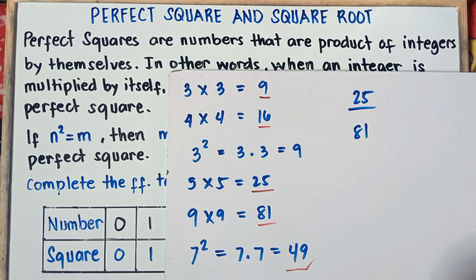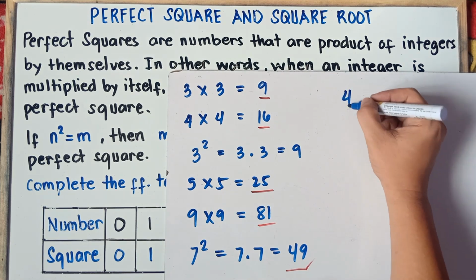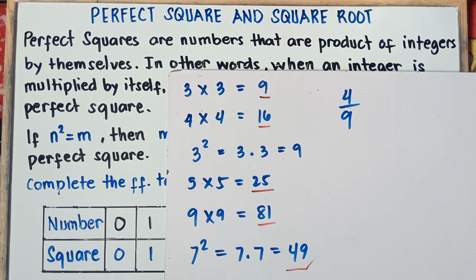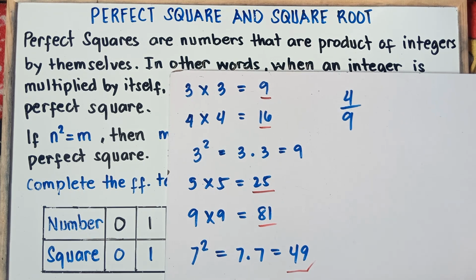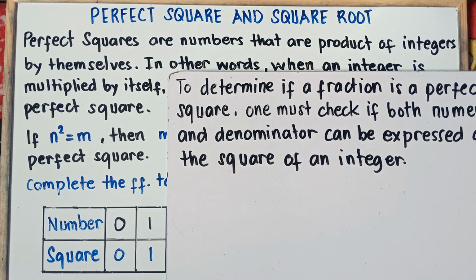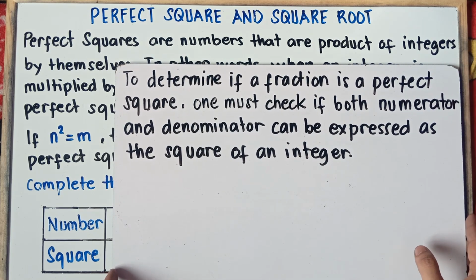Now, what if I give you a fraction, class? What if I say 4 over 9? Is 4 over 9 a perfect square? With regards to fractions, to determine that it is a perfect square, you need to remember this one. To determine if a fraction is a perfect square, one must check if both the numerator and denominator can be expressed as the square of an integer.